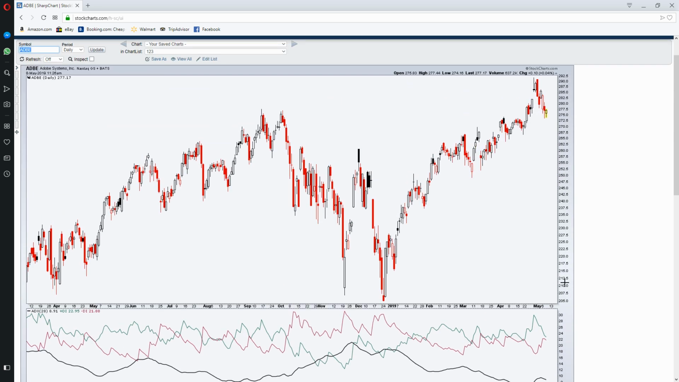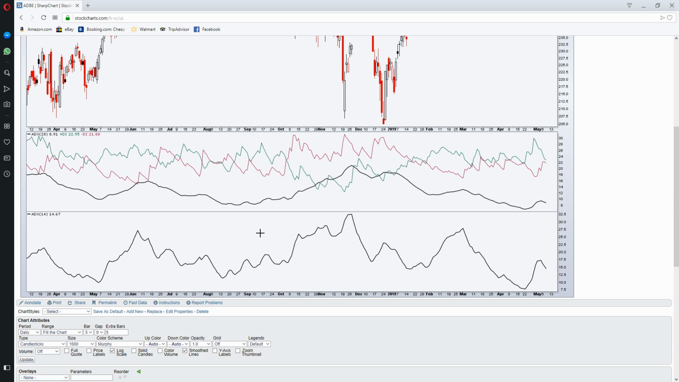And let's face it, we've been talking about Adobe, and it's not like it's had monster trends. I mean, the stock is up, but it's had a lot of chop to it. But when you make it longer, 28 days, 60 days, something of that nature, this idea of a rising ADX and a trending stock is much more valid. The idea of 20 is a lot less valid.